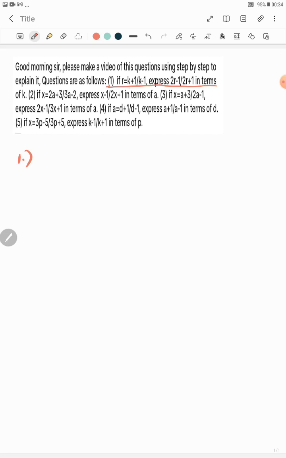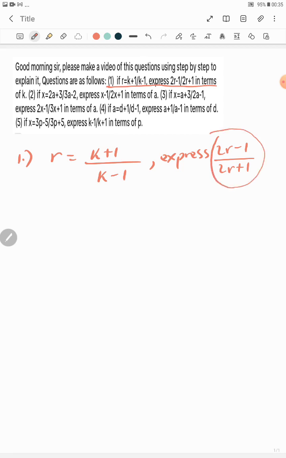The first one we have: if R equals K plus 1 over K minus 1, we are to express 2R minus 1 over 2R plus 1. So this is actually what we are being asked to do. The only thing is that we must bring in the value of R so that all the answers will now appear in terms of K.